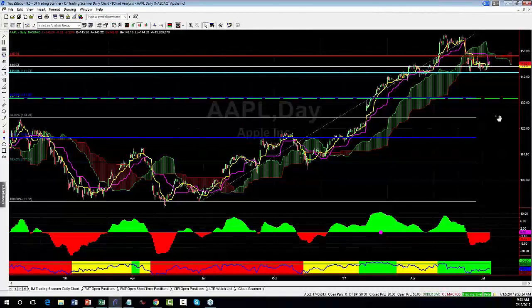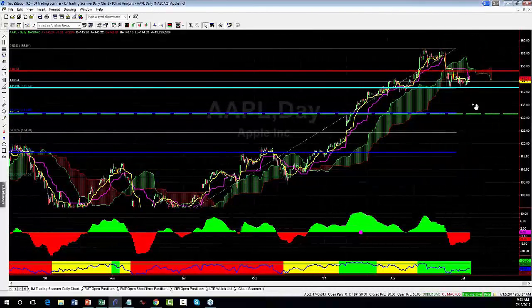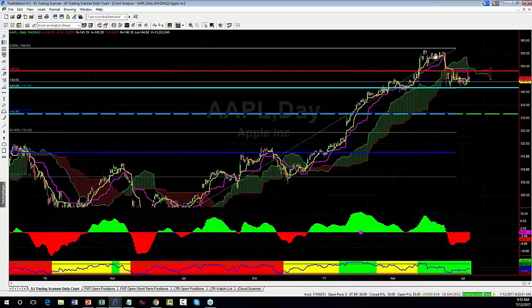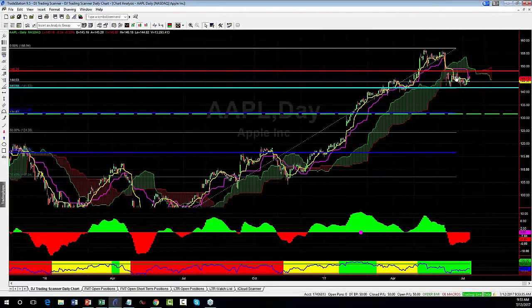So Apple is setting up pretty nicely. You can see I've been watching this one. It puts in a new low. So what do we got here? Big long uptrend, wave 3. Massive uptrend, right? Pretty good low, lower high.